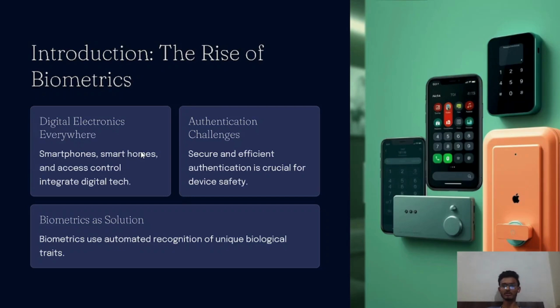Here, I will also give you the example of the door lock. It is used in smart homes and access controllers to integrate digital technology. And the authentication challenge is to be secure and efficient. Authentication is crucial for device safety, and biometrics is a solution. Biometrics is used for automated recognition of unique biological traits.